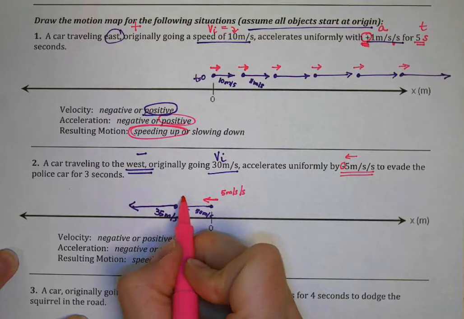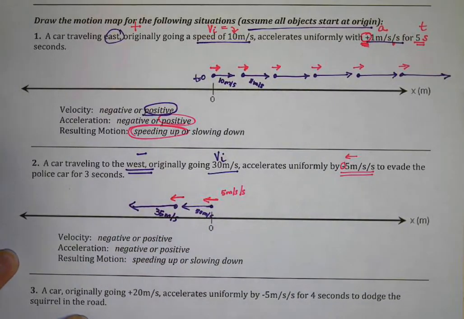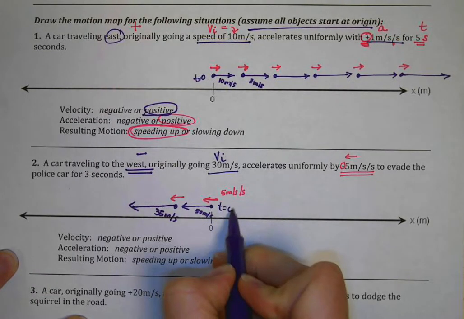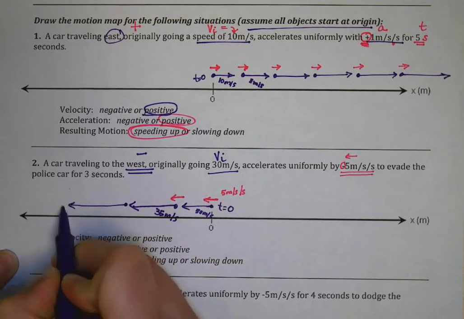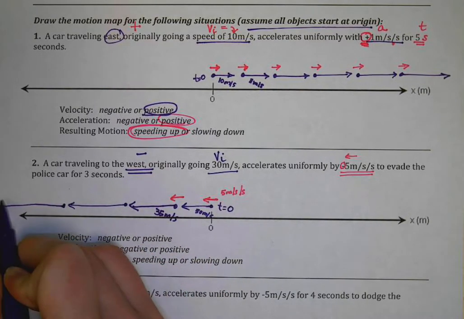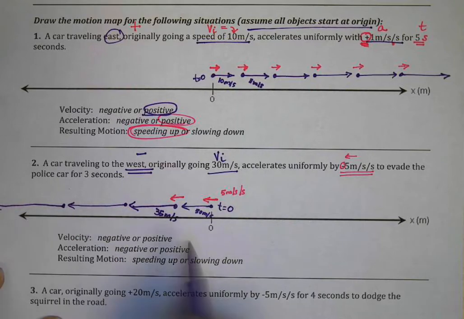Still accelerating, so that's still going to show an acceleration of negative 5 meters per second for every second. This has time equals 0, so 1 second, 2 seconds, and 3 seconds. I go off the page there.